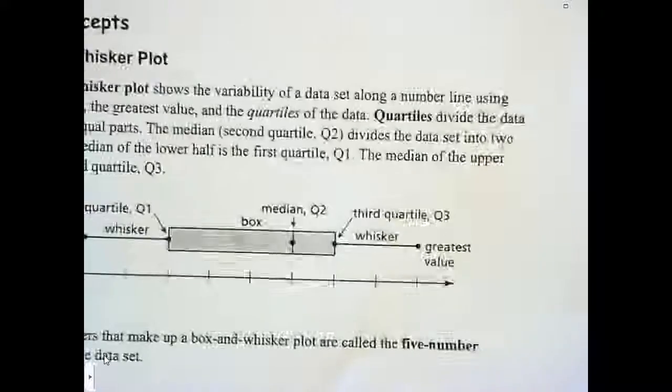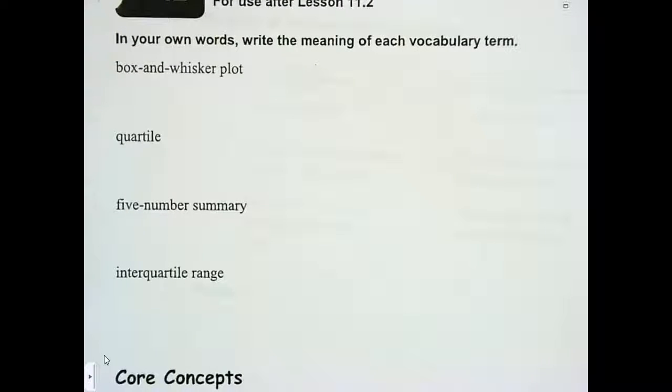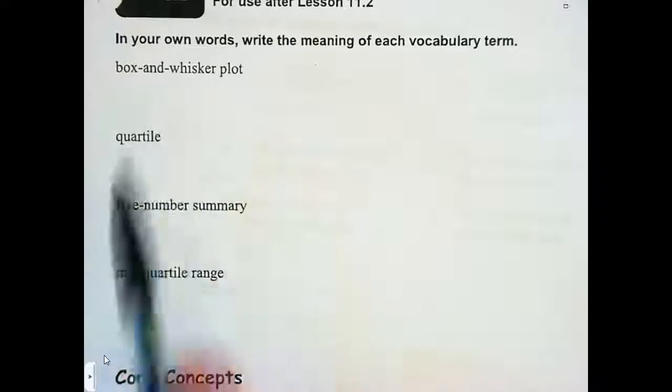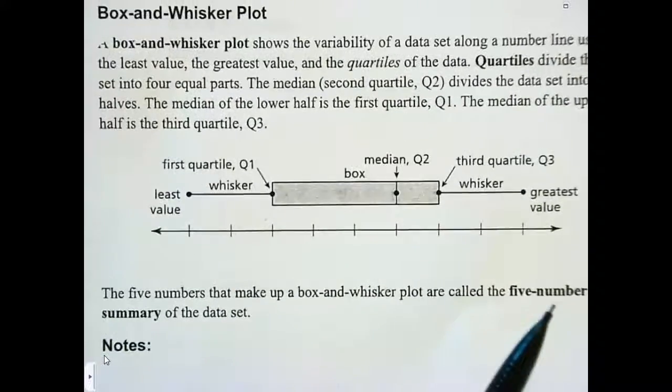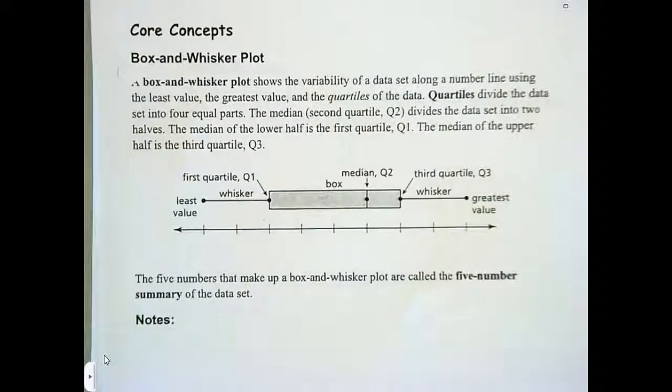All right. If you look at page 336, there's some more information about box and whisker plots. We've talked about quartiles, the five-number summary, the interquartile range. We've hit all those things. It kind of summarizes it there as well, if you want to read a little more about it.